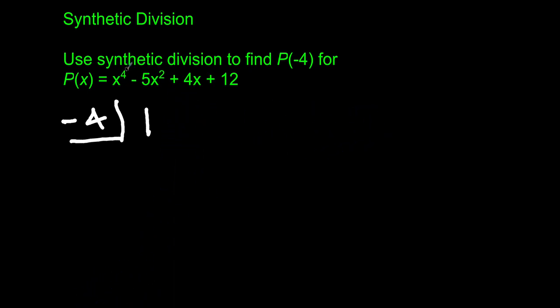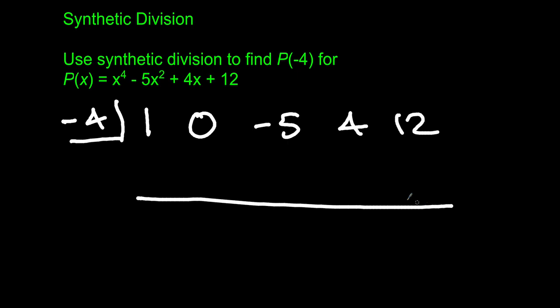You have to include the x cubed term. The x cubed does have a coefficient. It's 0. The coefficient is 0, and that makes that term go away. So this is how you should actually write that out. Okay, bring down that number. You multiply negative 4 times 1, and you get negative 4.